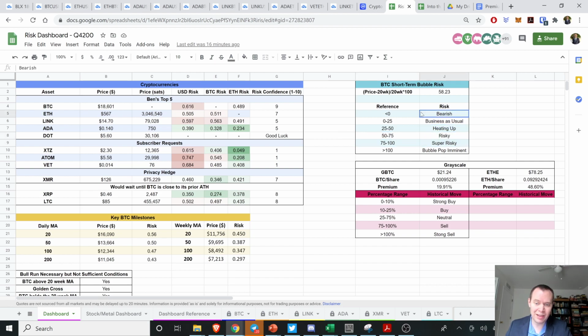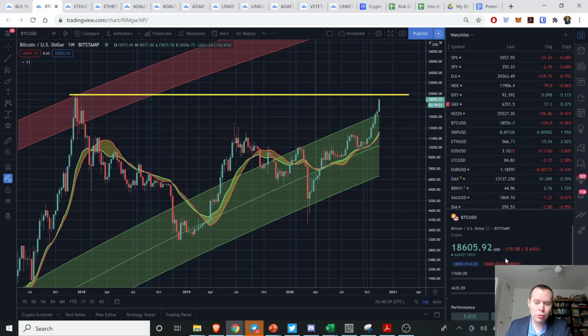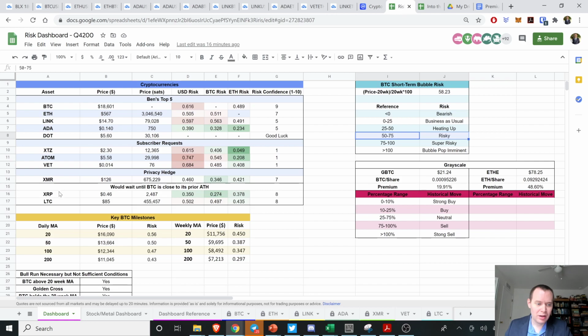If it's less than 0, we're bearish. Between 0 and 25%, Bitcoin is business as usual, just a slow methodical move up. 25 to 50, heating up. We're in the risky range. So we recognize that if Bitcoin decides to all of a sudden cool off for a bit and drop a few thousand dollars, maybe not even call it a crash, let's just call it a correction, it wouldn't be that surprising, right? It really would not be that surprising.